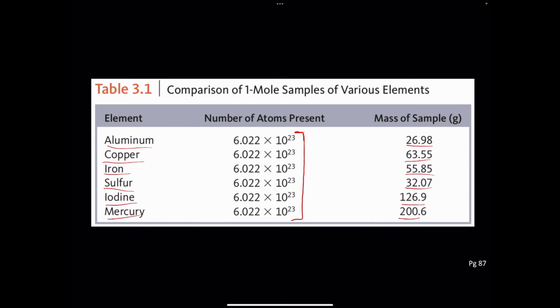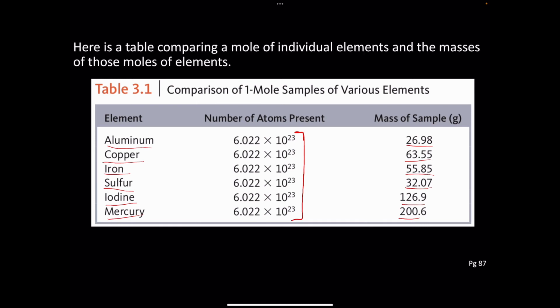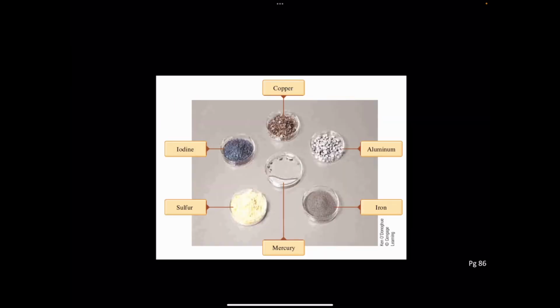We can see that 1 mole of aluminum has a mass of 26.98 grams, copper 63.55, sulfur 32.07, mercury 200.6, etc. These are all the values listed on the periodic table. This table just compares that the number of atoms present remains constant, while the mass changes and the element changes.